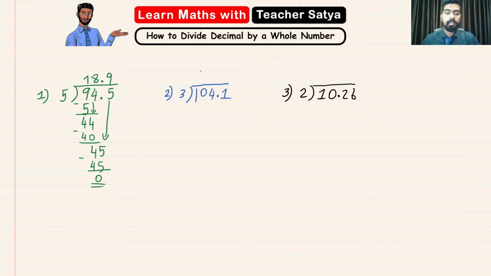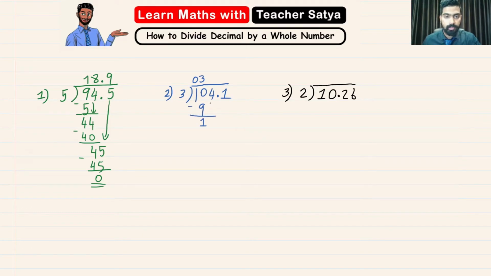Alright guys. Now let's go to question number 2. So 1 cannot go in 3, so I'm going to put a 0. And we know that 3 times 3 is 9. So we're going to put a 9 right here. 10 minus 9 is going to give us 1.